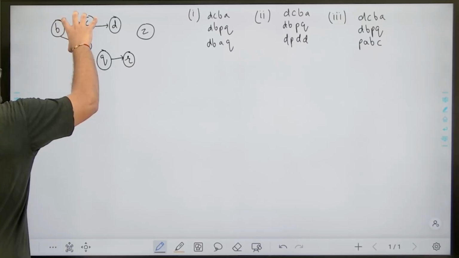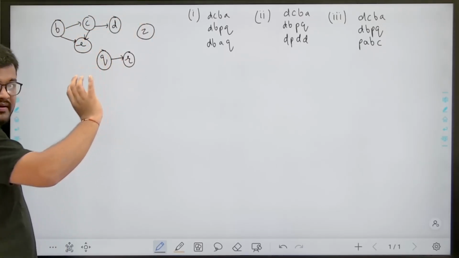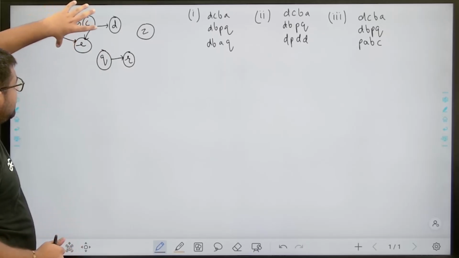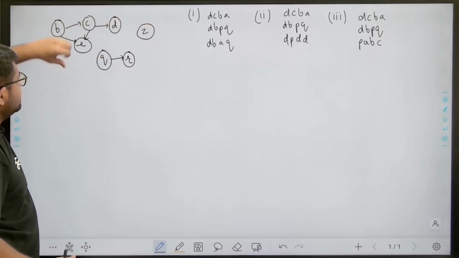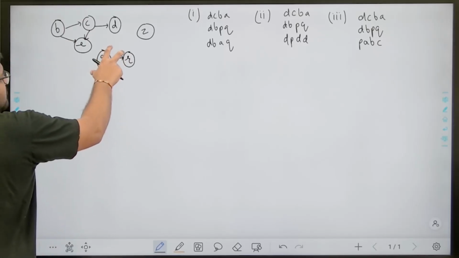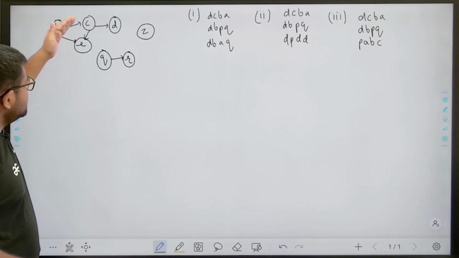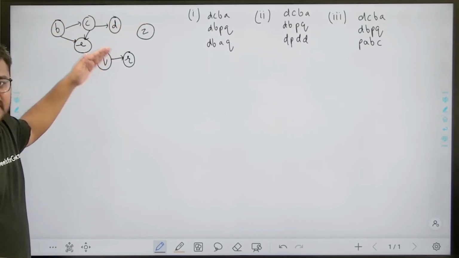is no relation between these 4 characters and these 2 characters and this single character, right? There is no edge between any of the 4 characters and this character. There is no edge between any of these 4 characters and these 2 characters, and there is no edge between these 2 characters and this one character. So there is no relation between any of these.